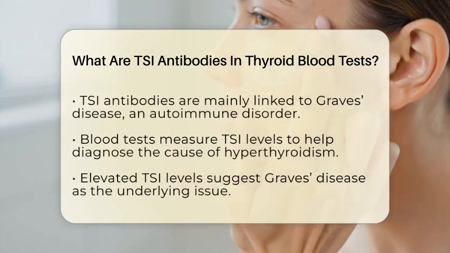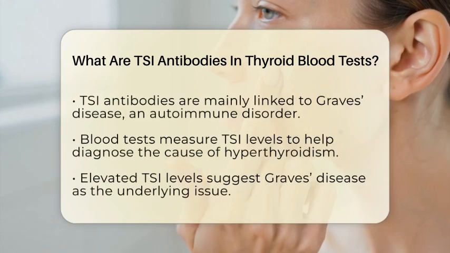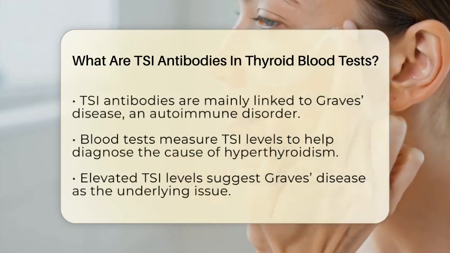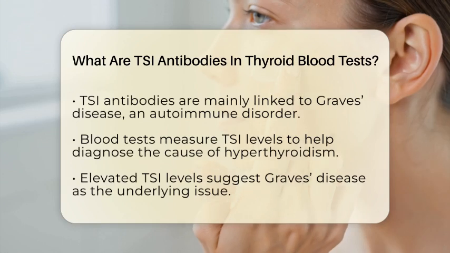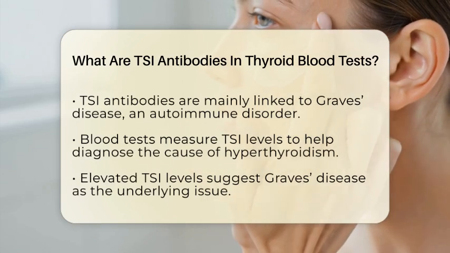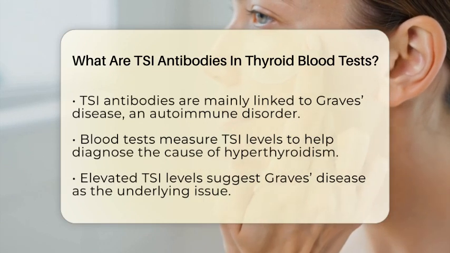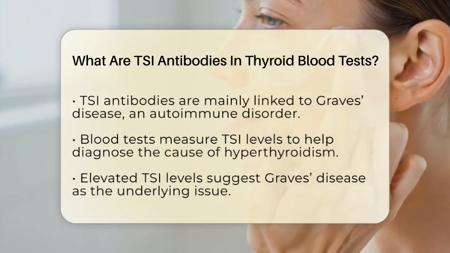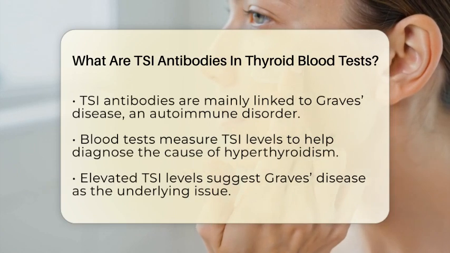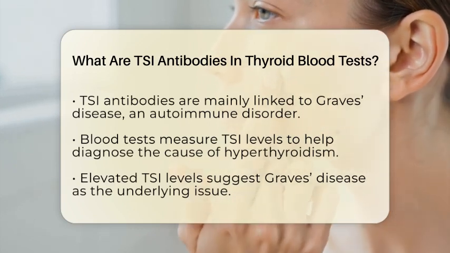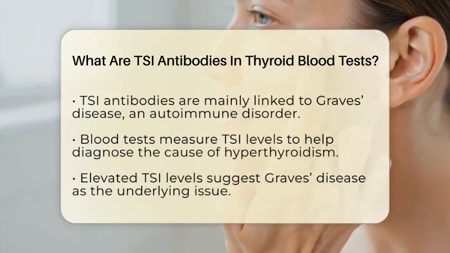it to become overactive. When doctors order blood tests to check thyroid health, they often measure the levels of these TSI antibodies. If the levels are high, it strongly suggests that Graves' disease is the cause of the hyperthyroidism. This helps doctors distinguish it from other thyroid problems, like thyroiditis or nodules, which may not involve these specific antibodies.